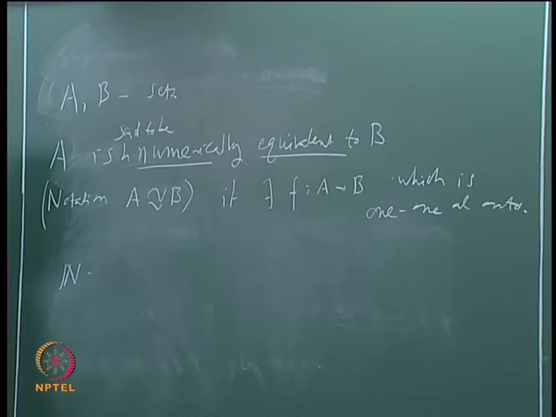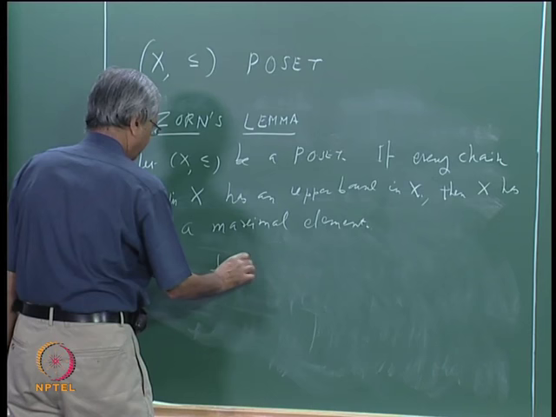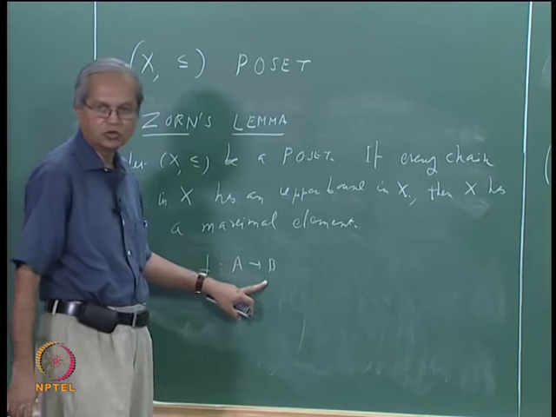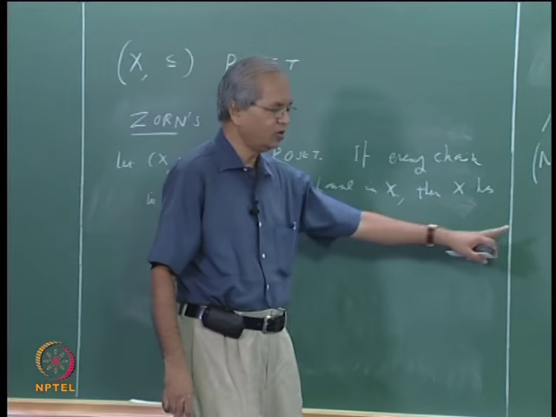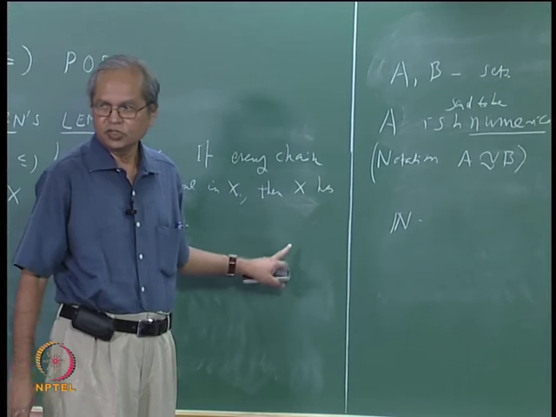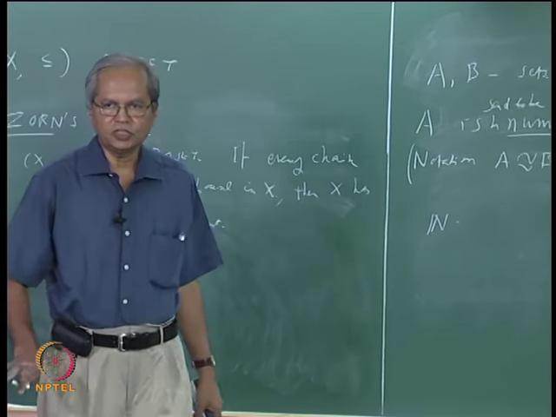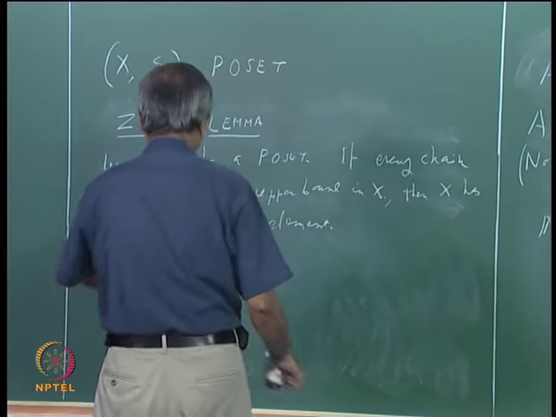Let me also remind you, we have defined what is meant by a function. In general, a function is a rule which takes elements from A to B. A is called the domain and B is called the codomain. If this domain is the set of all natural numbers, then that function is called a sequence. Sequence is nothing but a function whose domain is the set of all natural numbers. Then this set B can be anything.